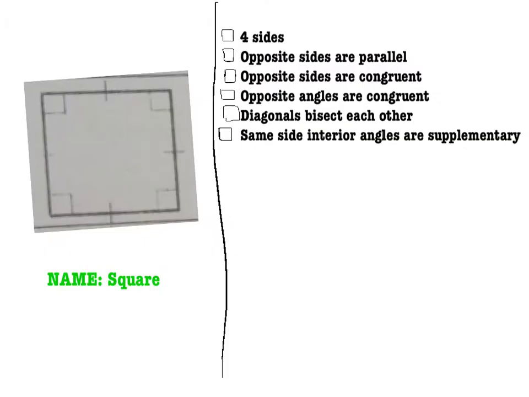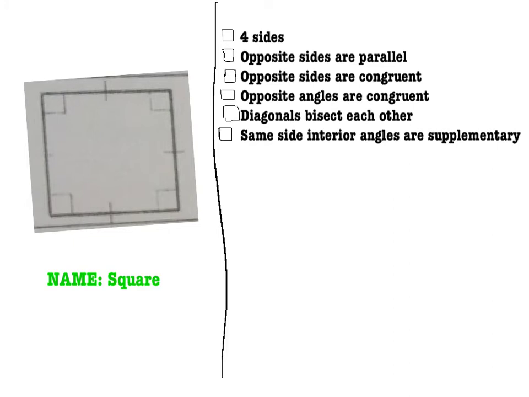So let's write out some special characteristics of a square. You're going to need to draw this diagram and write the name square. And we're going to go through some of the characteristics that make a square, and then we're going to add some new characteristics. So let's start off with this.